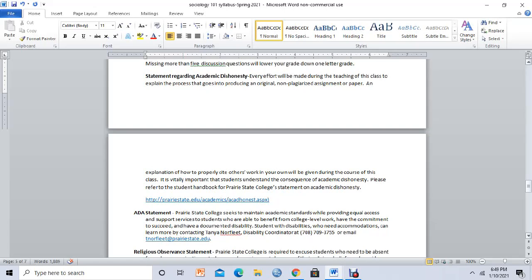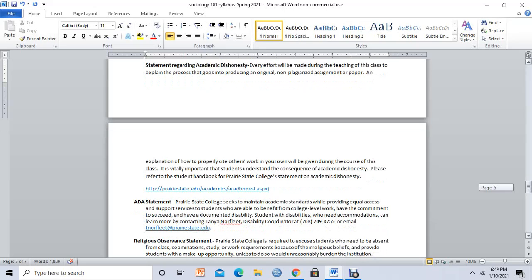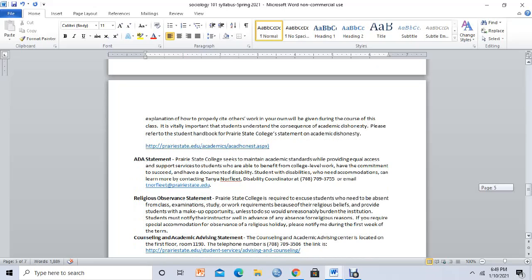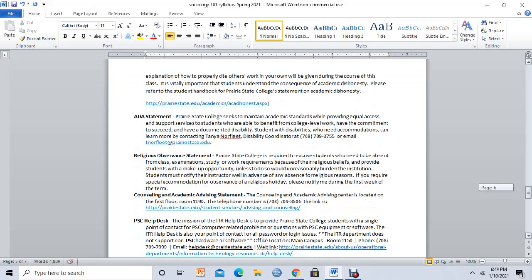The second thing is, for the discussion questions, and I had this happen before, do not copy and paste somebody's answer to the discussion question. That is a form of academic dishonesty. If somebody gives a response on a discussion question, do not copy and paste and use their stuff. That's academic dishonesty. There is also more information: the ADA statement, religious observer statements, and the counseling and academic advising statement.